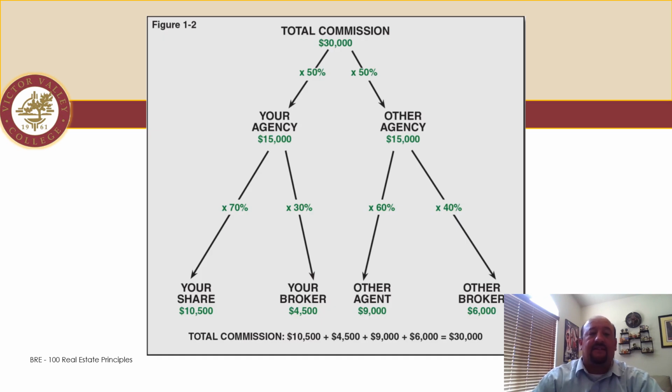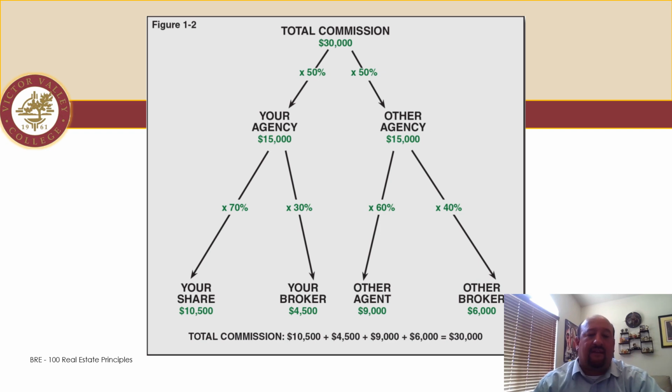Next, this is a commission structure and how it breaks down. Typically, if the total commission for a transaction is $30,000, it's broken evenly between the buyer's broker and the seller's broker. In that case, each broker would make $15,000.